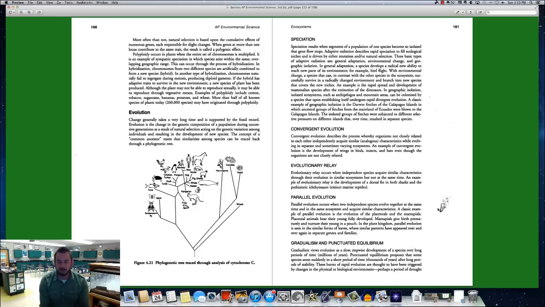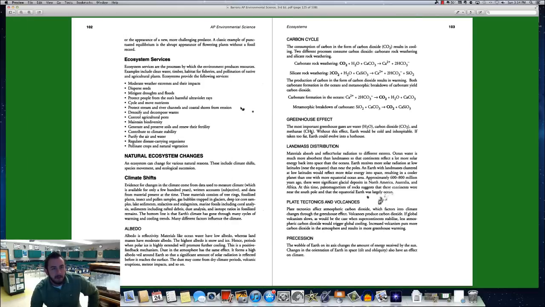Gradualism and punctuated equilibrium. Gradualism is the view of evolution that evolution occurs very slowly, stepwise development of species over a long period of time, millions of years, whereas punctuated equilibrium proposes that some species arose suddenly in very short periods of time, only maybe thousands of years, after long periods of stability. And those bursts of rapid evolution have been triggered by changes of the environments. So perhaps drought or volcanic activity, things like that.